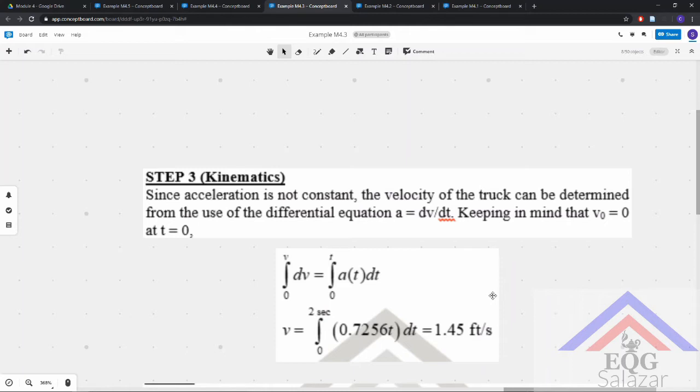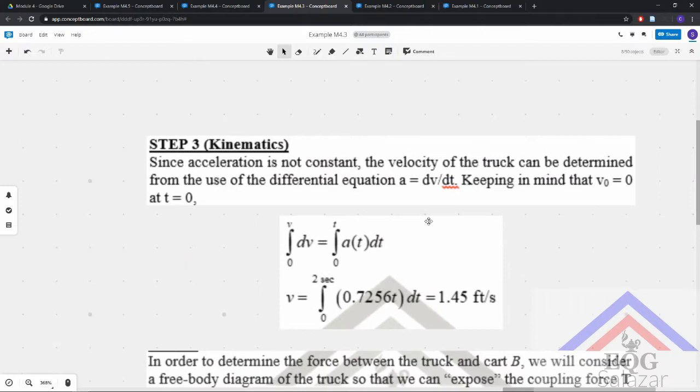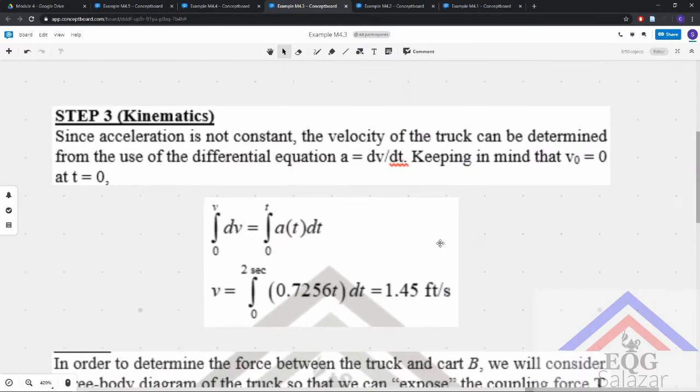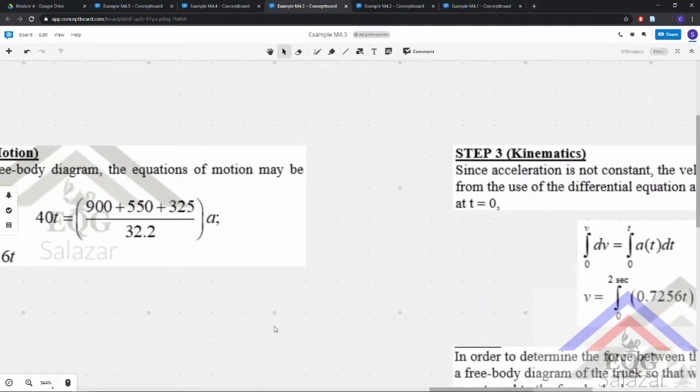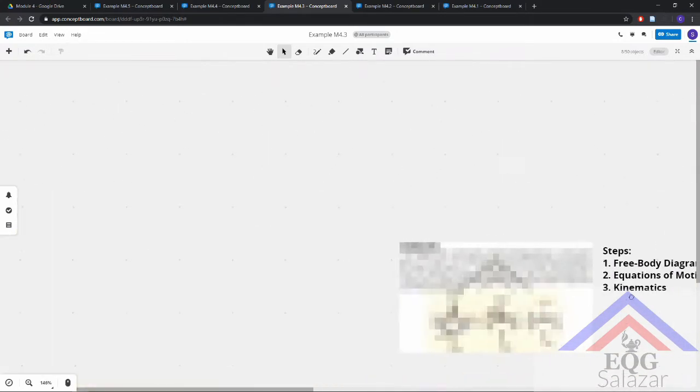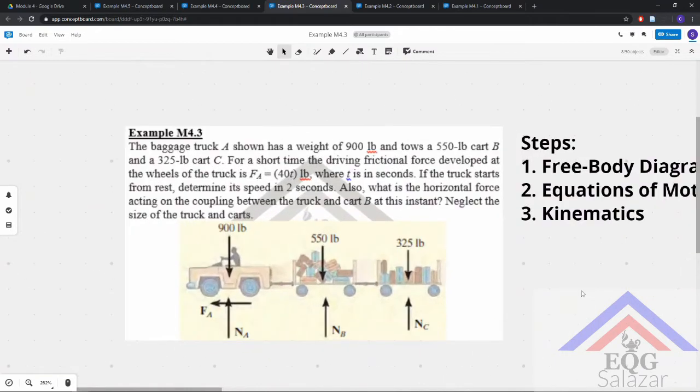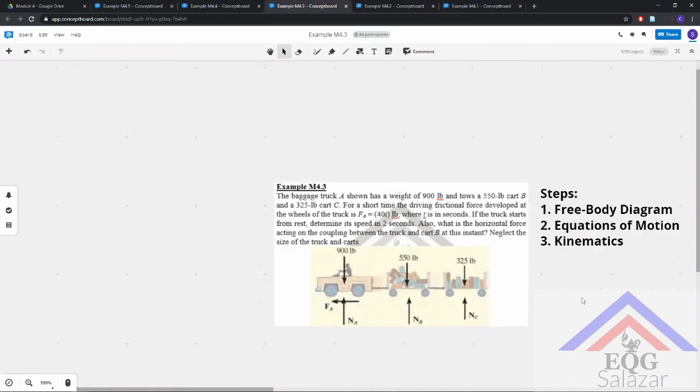Okay, so keeping in mind that v naught is equal to 0 at time t equals 0, applying this differential equation relating a to velocity and integrating from 0 to 2, we have a velocity of 1.45 feet per second for the speed in 2 seconds.